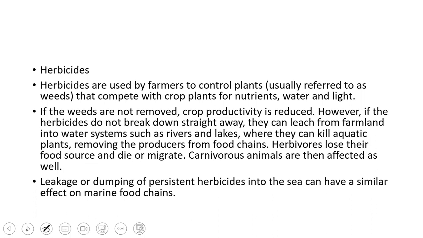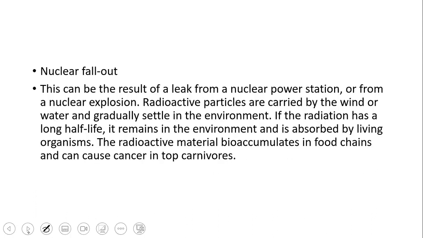They were killing the weed, that was good, we were getting our crops. But these herbicides can then enter rivers and lakes, and they can actually kill aquatic plants. They can kill the plants that are found in lakes and rivers. As a result, herbivores will lose their food supply. Herbivores will not have the aquatic plants anymore, and they will suffer and they will die. And when the herbivores die, of course, the carnivores will also be affected. So these were the ones that we had discussed.